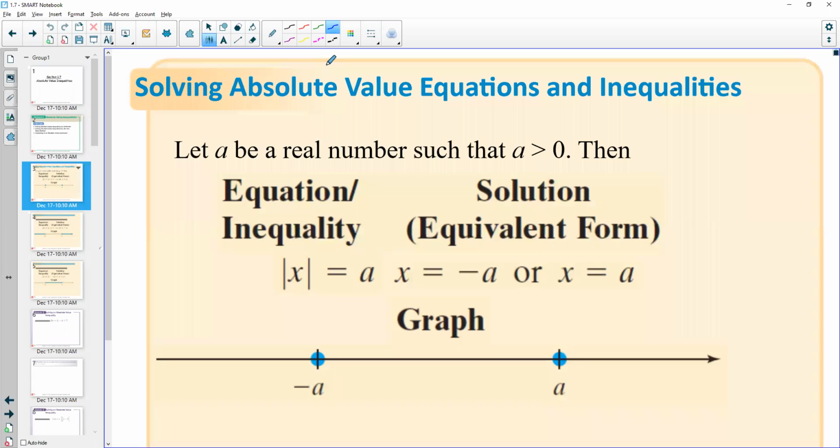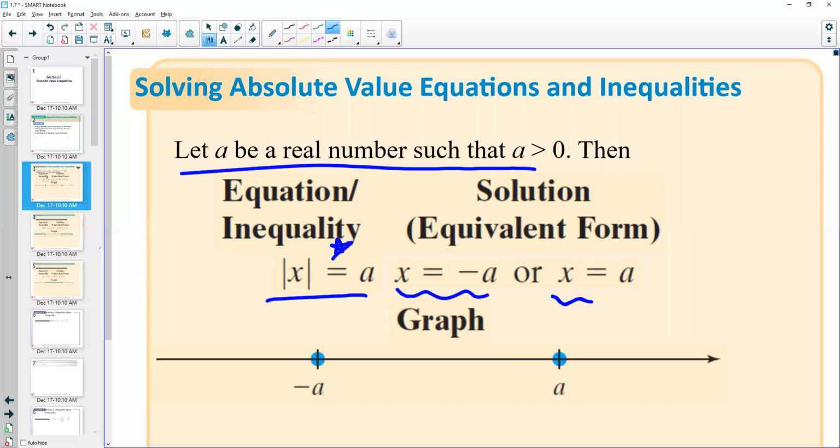So when we start with solving absolute value equations and inequalities, there are three different things that can happen. If a is a real number and it's greater than 0, we can have an equation. And here's one form. We can have the absolute value of x is equal to a, so x equals negative a, or x equals positive a, and this is what it looks like on a graph. It's just points on a number line.